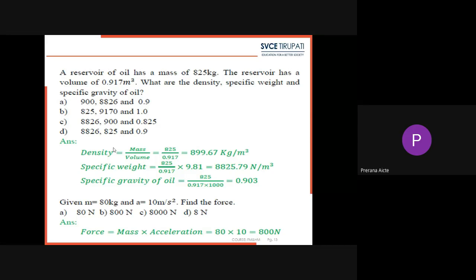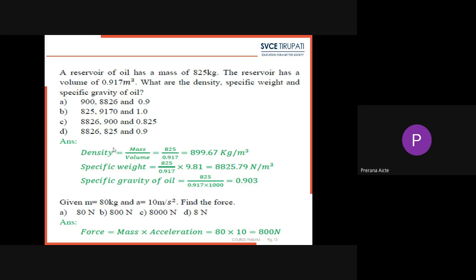So another problem is a reservoir of oil has a mass of 825 kg. The reservoir has a volume of 0.917 meter cube. What are the density, specific weight and specific gravity of the oil? So they have given the mass of the oil as 825 kg, and it has the volume 0.917 meter cube. And using these two values, we have to calculate the density, specific weight and specific gravity of the oil.